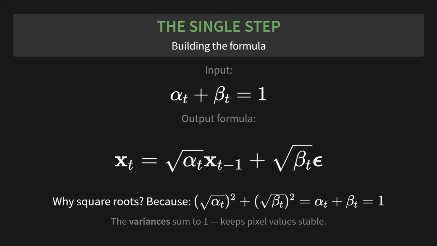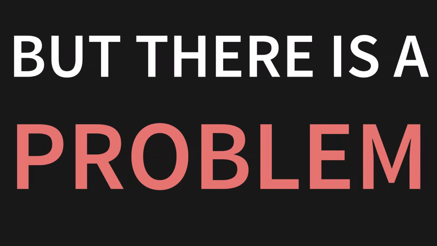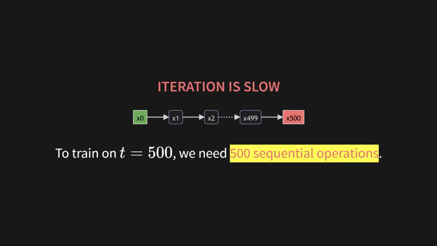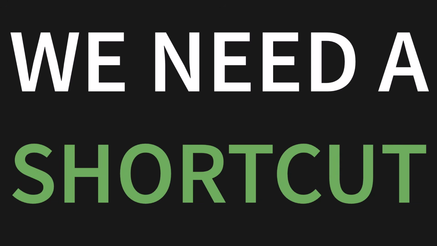But there is a problem. A big problem. Iteration is slow. Look at this diagram. To get the noisy image at step 500, you have to start at step 0, calculate step 1, then step 2, then step 3, all the way down the chain. For a training step, that would mean doing 500 sequential operations. That is painfully slow. We can't build a model that way. We need a shortcut.